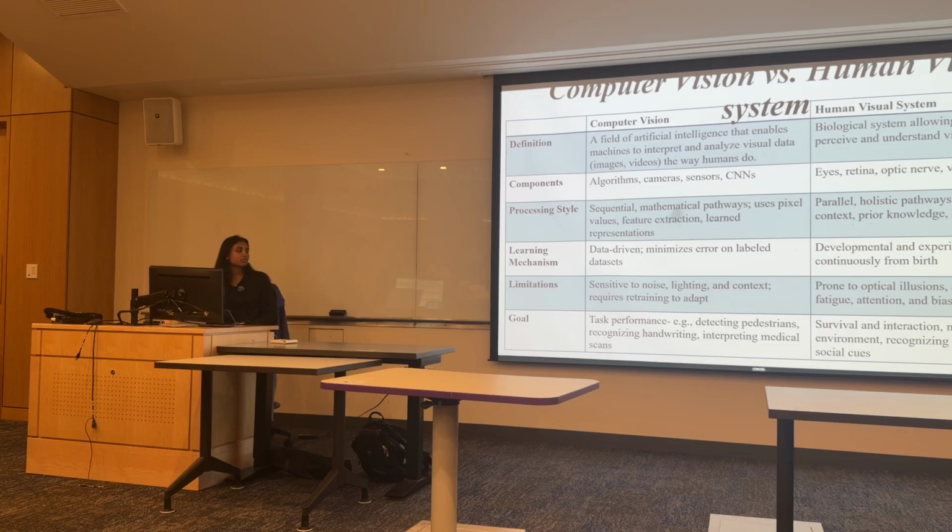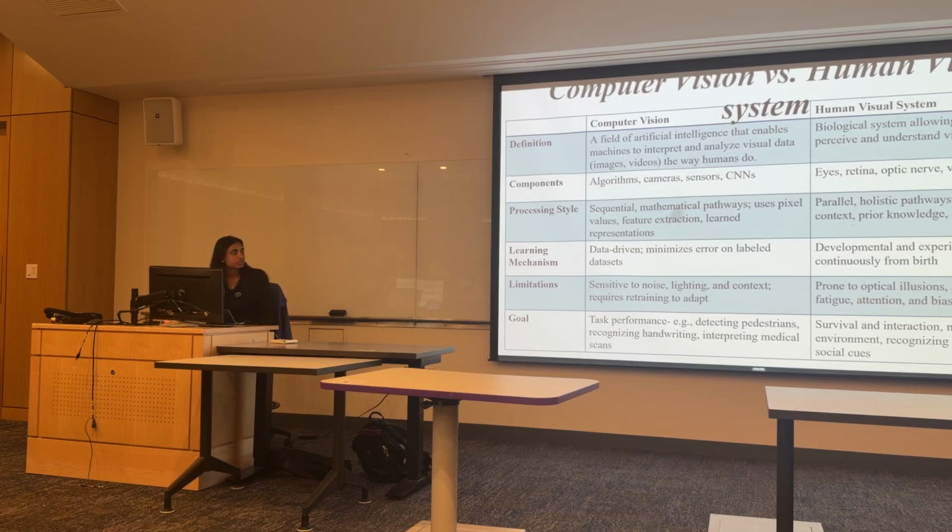The learning mechanism, of course, is very data driven, minimizing error on labeled data sets, whereas we develop and learn throughout our lives to interpret our visual field, which adapts continuously from birth. And then the limitations: we're prone to optical illusions. We're affected by fatigue and attention. Some people pay attention more to other things, which also affects how your visual system processes. And then bias. Computer vision is sensitive to noise, lighting, and context, and it requires retraining to adapt.